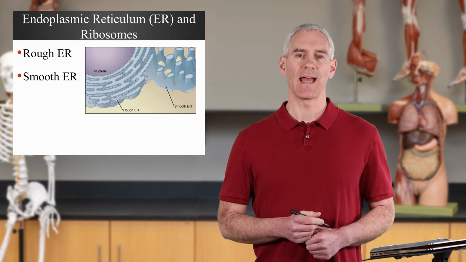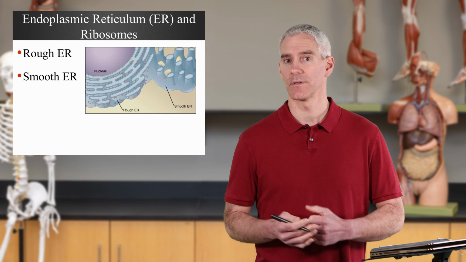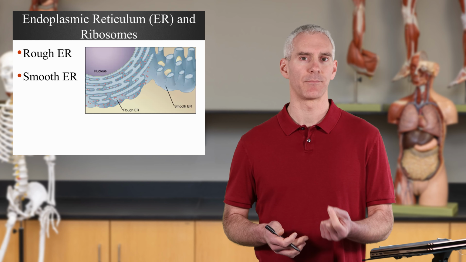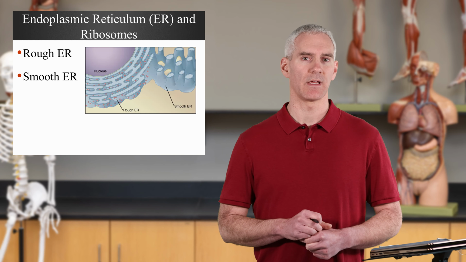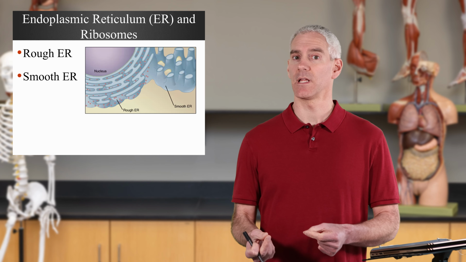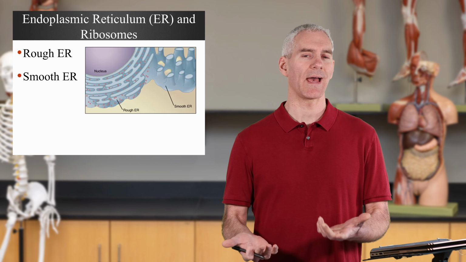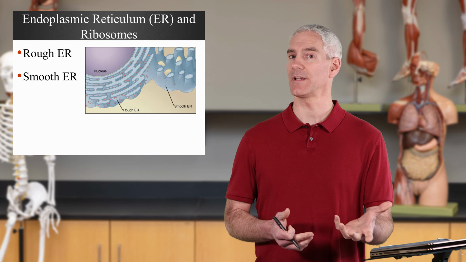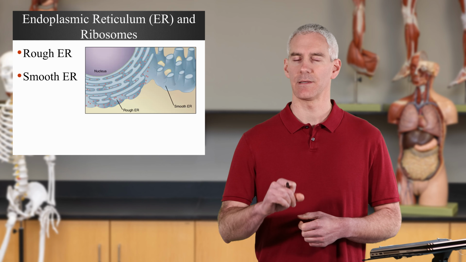The smooth endoplasmic reticulum doesn't have any ribosomes, hence why it's called smooth. But its main purpose is going to be lipid production. So when we start looking at the smooth ER, we're looking at a lot of phospholipid production. Remember, phospholipids make up the cell membrane. So while they're both endoplasmic reticulum, they have two different purposes. While the rough is more protein, the smooth is going to be more of the lipid production.